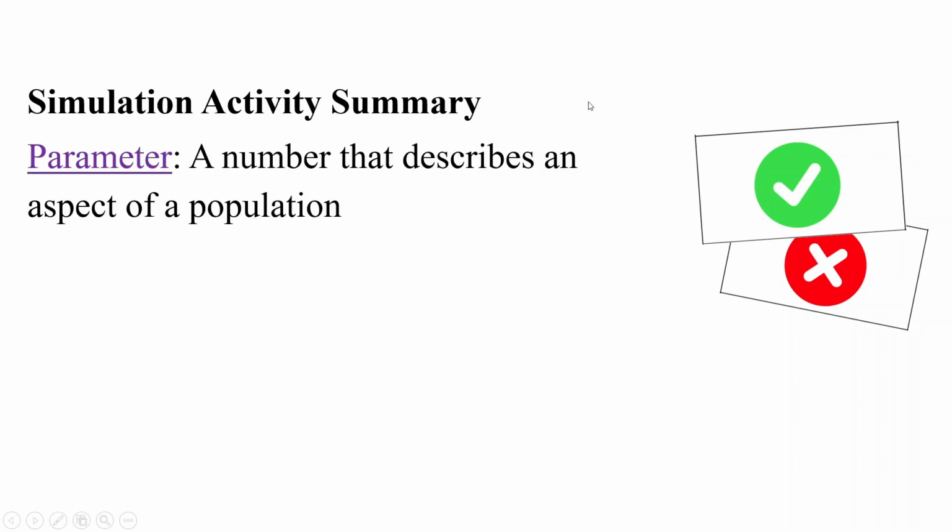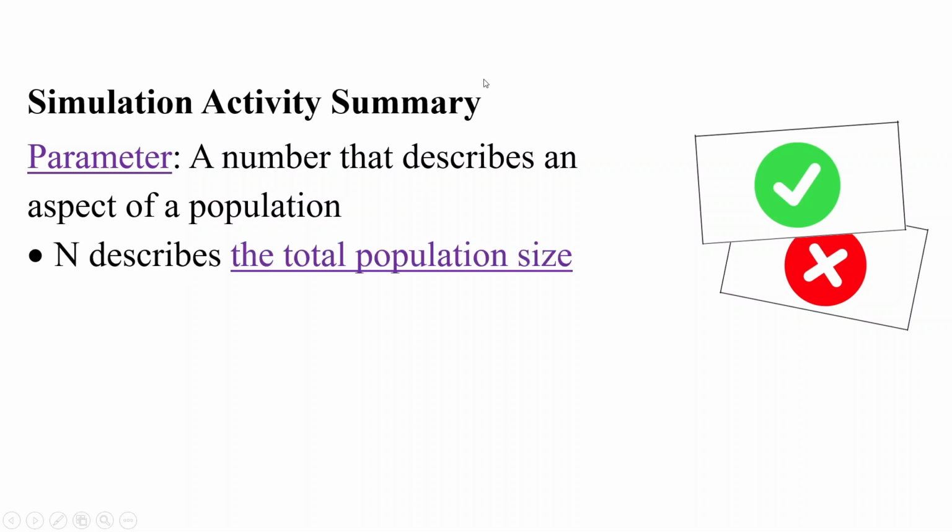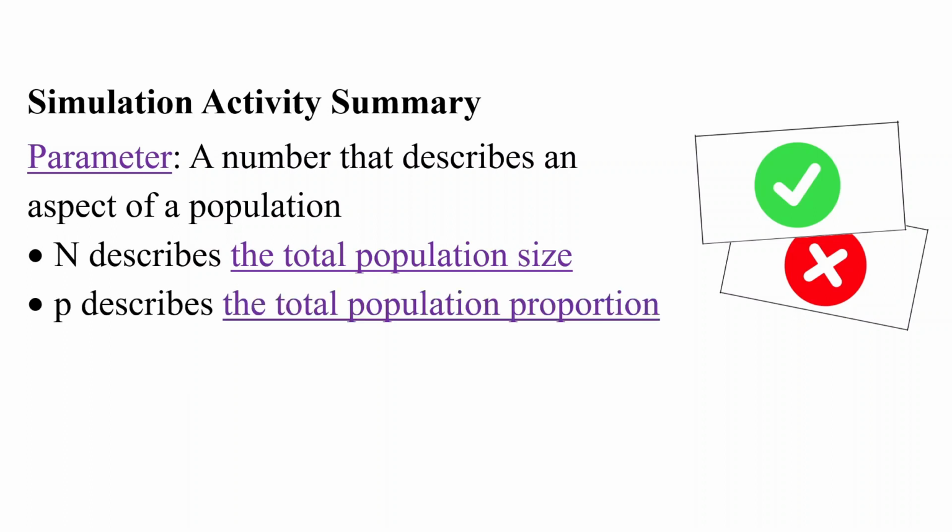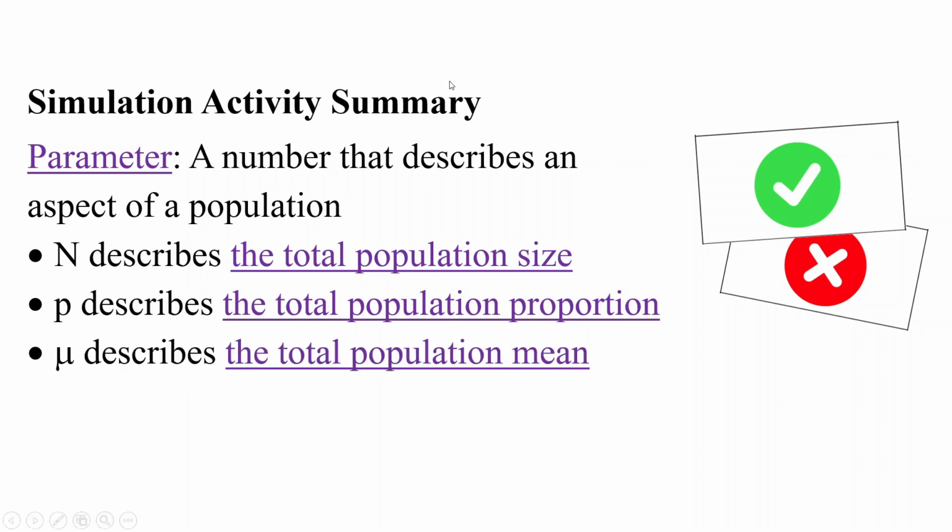So we first defined a few vocab terms. When we talk about a parameter, we're talking about a number that describes some aspect of a population. N is the symbol that describes the total population size, so capital N. P, lowercase p, describes the total population proportion for us. And then mu describes the total population mean. Now we'll get into means within a few videos. Today we're going to focus on the proportion.